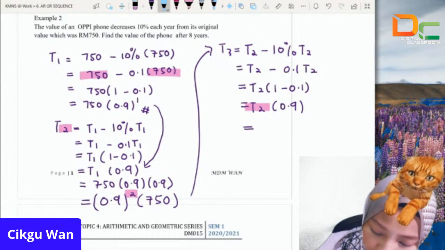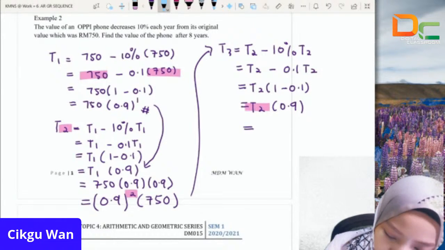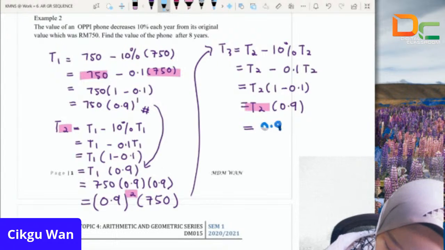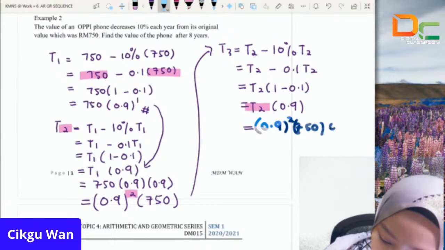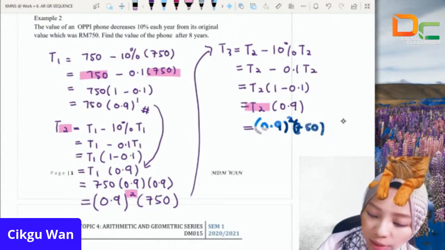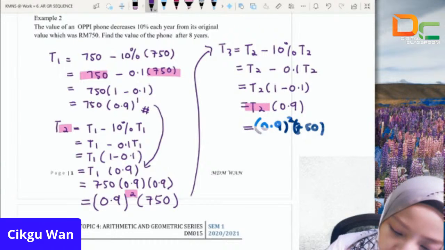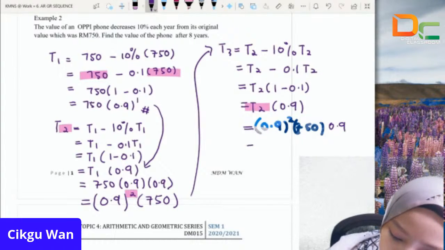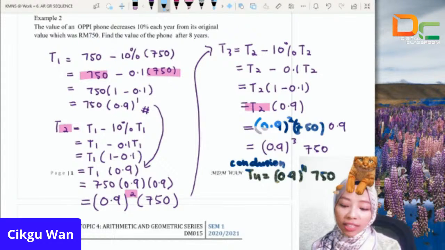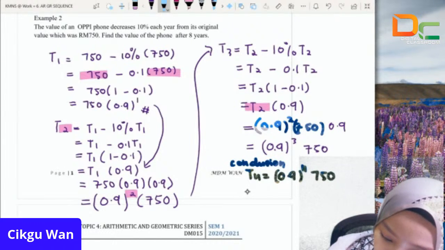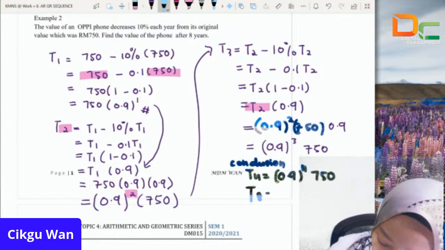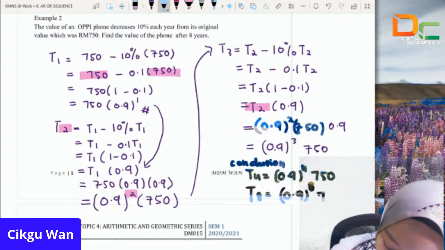We're going to substitute T2. T2 is 0.9 squared, 750. Okay, and then this is 0. I'll use another color so it's more visible. Because, okay, what will happen here? 0.9, 750. So if we want T8, T8 equals 0.9 to the power of 8 times 750.